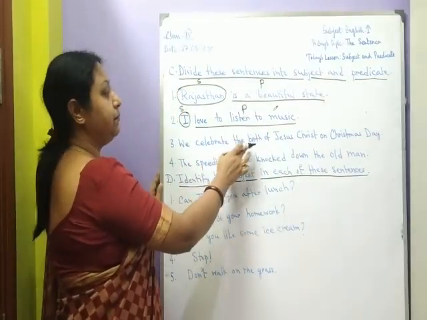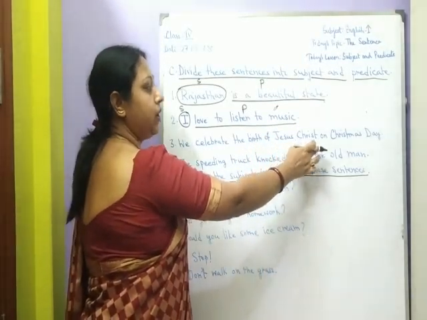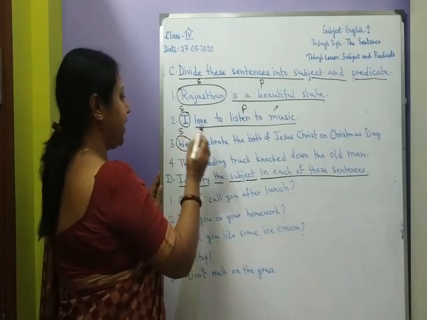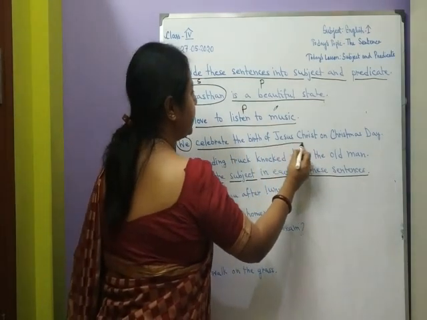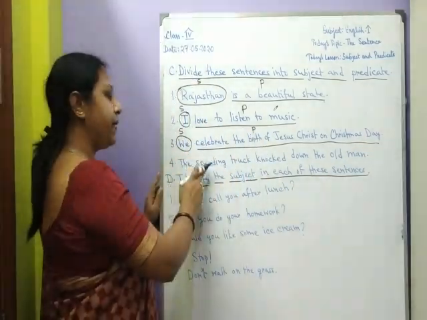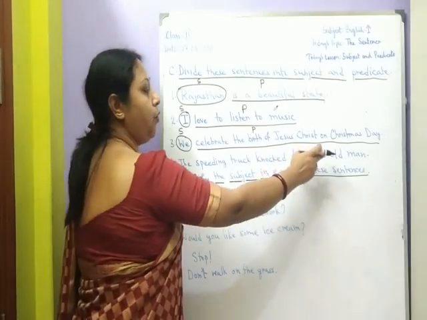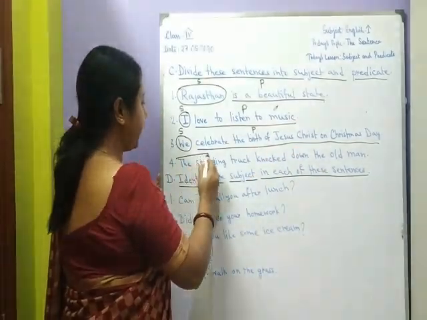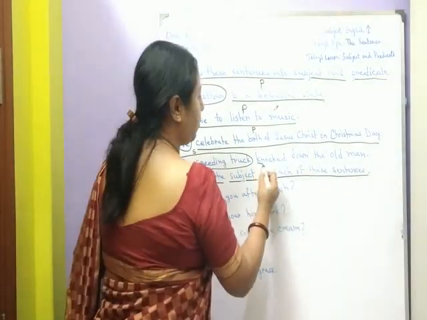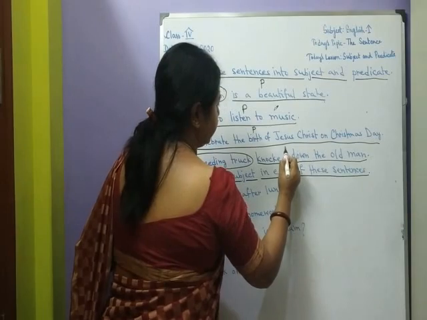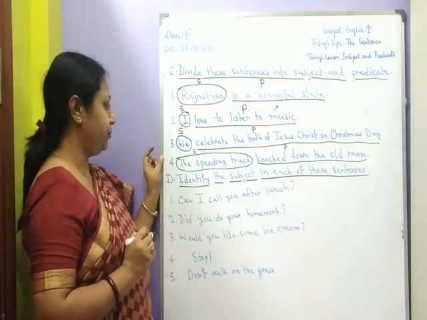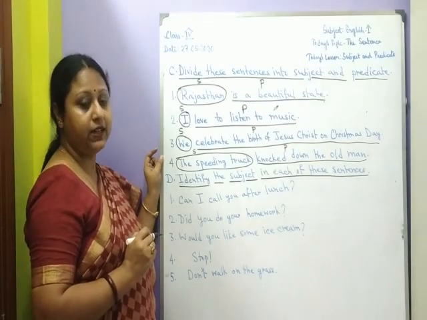We celebrate the birth of Jesus Christ on Christmas Day. Here, we is the subject and celebrate the birth of Jesus Christ on Christmas Day is the predicate. The speeding truck knocked down the old man. Here, the speeding truck is the subject and knocked down the old man is the predicate. Here I have done 4 sentences for you. The rest you try to do it yourself.